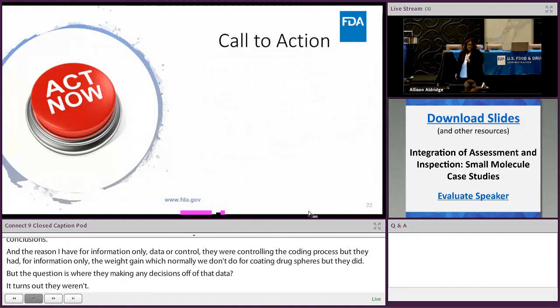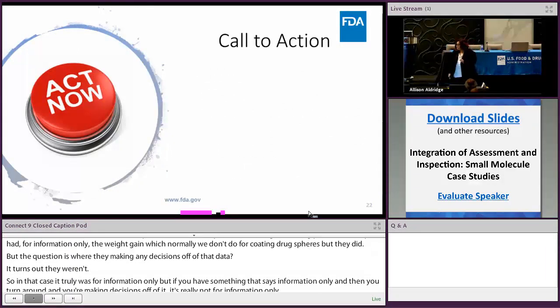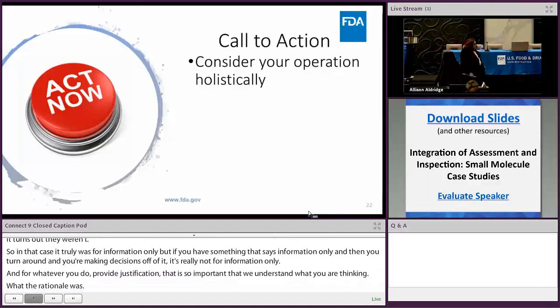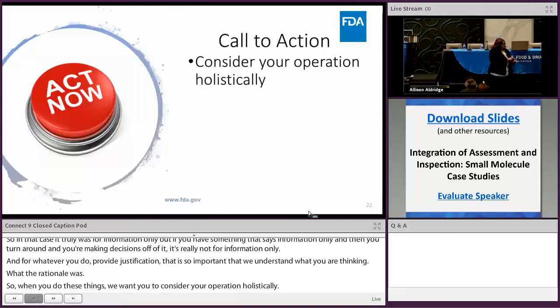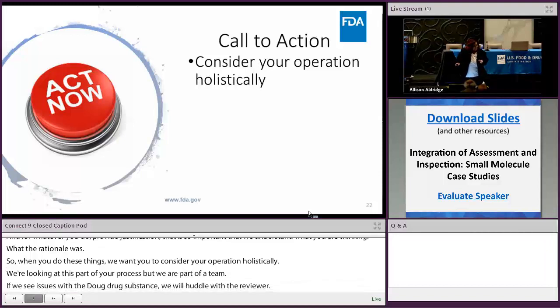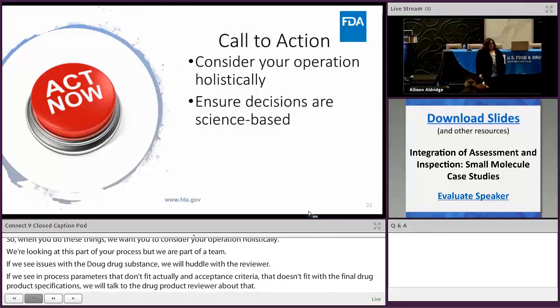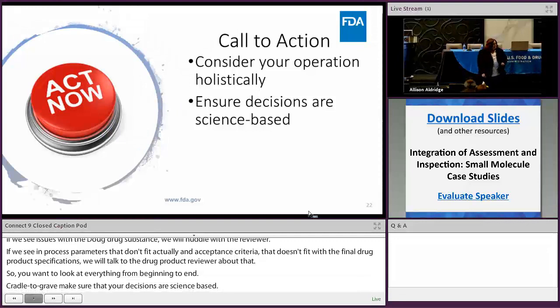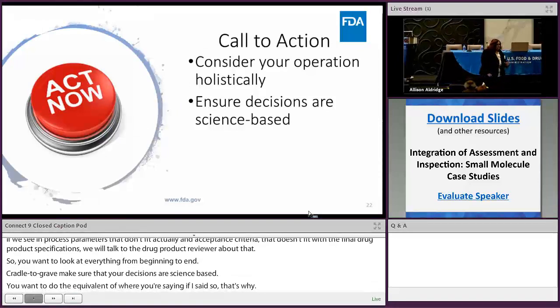And for whatever you do, provide justification. That is so important, that we understand what you're thinking, what your rationale was. So when you're doing these things, we want you to consider your operation holistically, as Mahesh said. We're looking at this part of your process, but we're part of a team. If we see issues with the drug substance or questions, we're going to huddle with the drug substance reviewer. If we see an in-process parameter, actually an acceptance criteria that doesn't fit with the final drug product specifications, we're going to talk to the drug product reviewer about that. So you want to look at everything from beginning to end, cradle to grave. You want to make sure that your decisions are science-based. You don't want to do the equivalent of saying, well, because I said so. That's why. But it may be you actually have a lot of experience. And if you say we have a lot of experience, then we know why you feel the way that you feel.